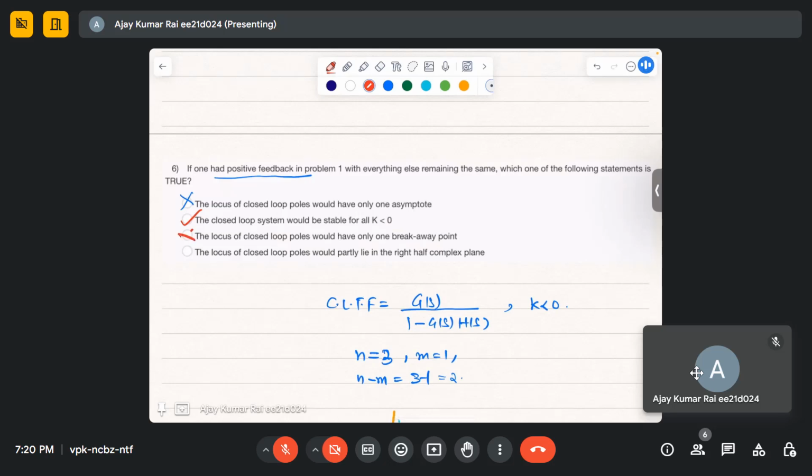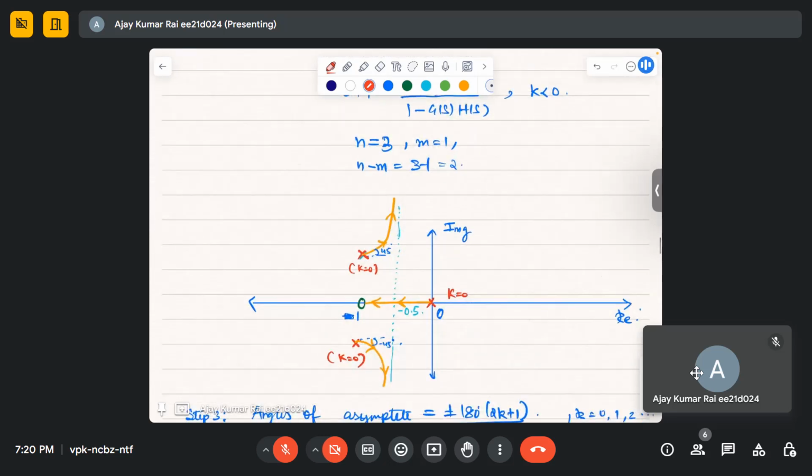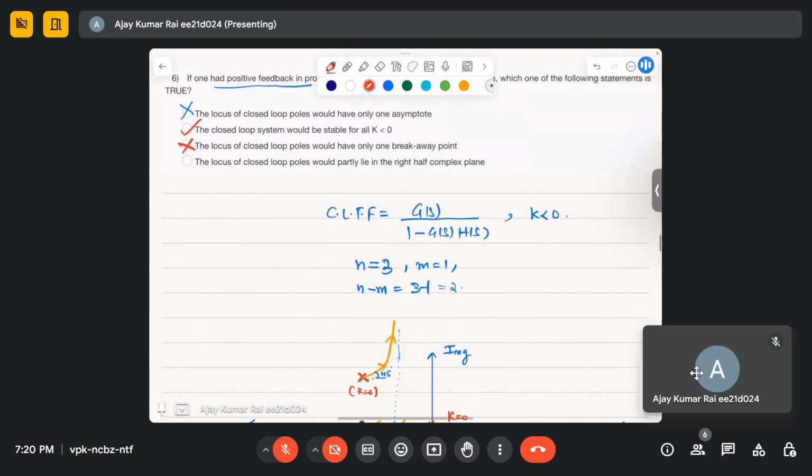So the third option is wrong. The locus of closed loop poles would have only one breakaway point. That is also wrong. The last one, locus of closed loop poles would partly lie in the right half plane. This is also wrong, right? You can see no part of the root locus is lying on the right half plane. Okay, so this option is also wrong.